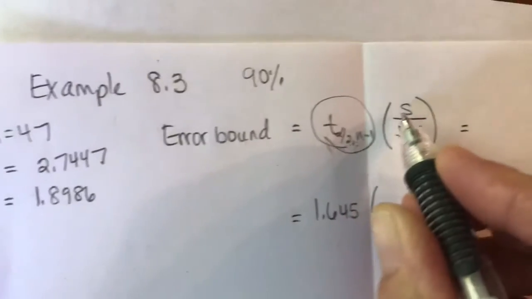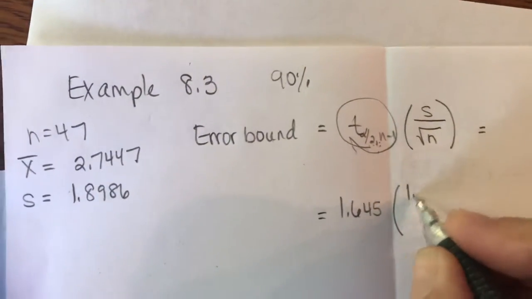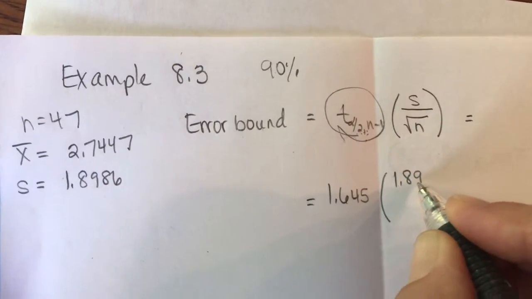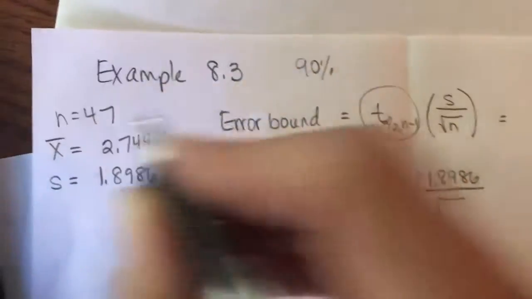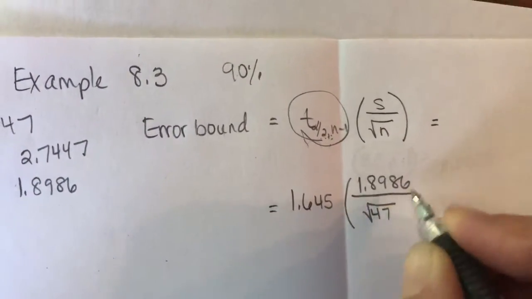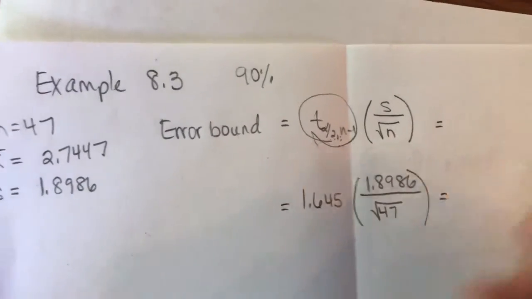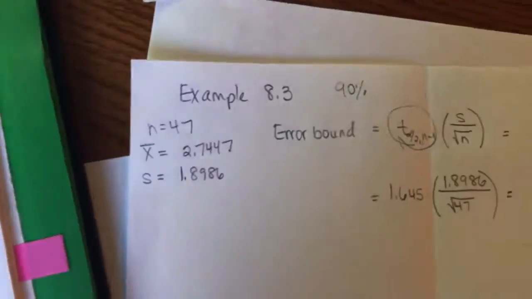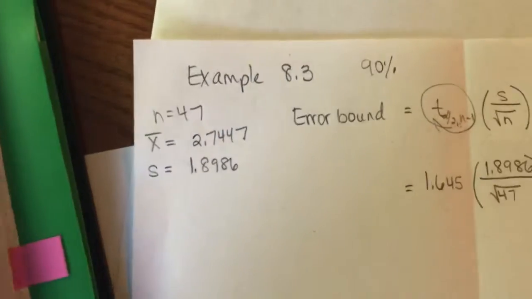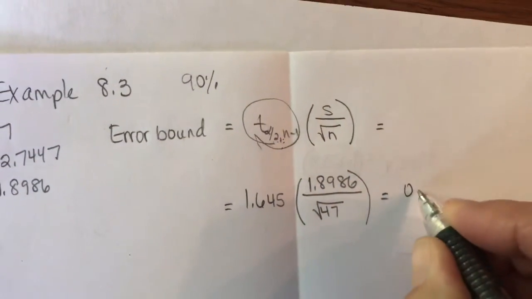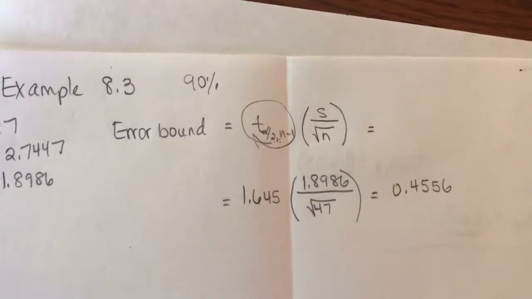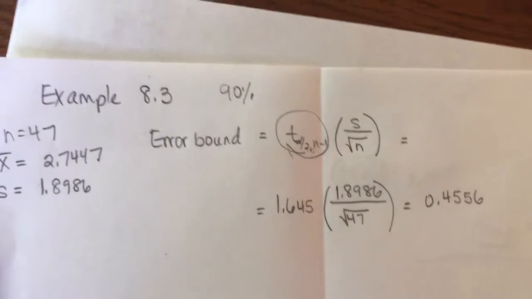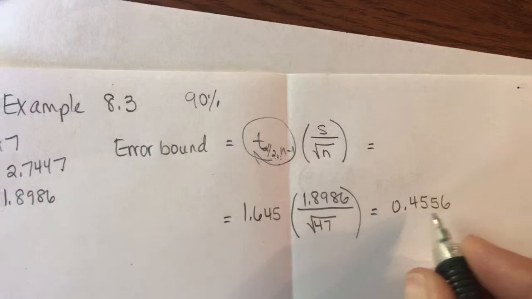I'm going to multiply that times my standard deviation. Do not round this off. And then the square root of my sample size, which is 47. Okay? And then I will crunch that into my lovely calculator. And when I do that, I should get, and we're not going to round this off yet either, at least leave me 4 decimal places right there. That is how confident I am.